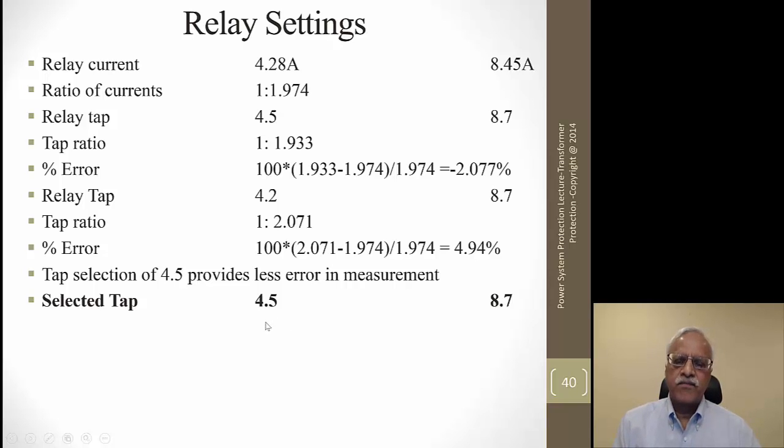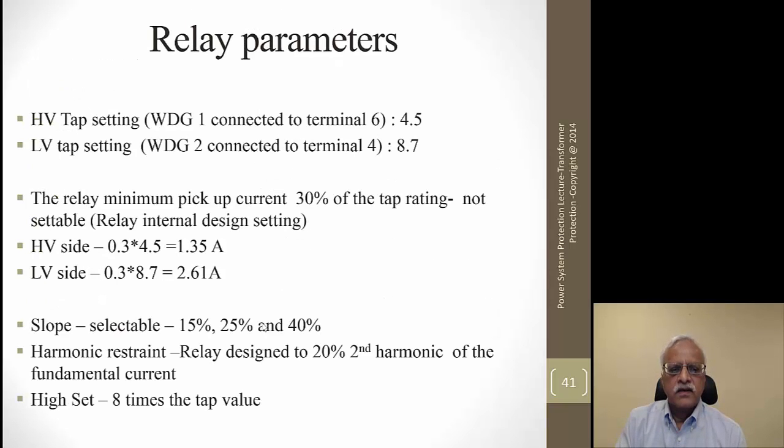You go through the manual on the website of General Electric, and please spend some time to understand how it is done. It gives you a good concept. Though we may not use electromechanical relays, it gives you a very good insight into how these relay philosophies were developed. Relay parameters now, if you look at it, are 4.5 and 8.7. These are the tap settings. And then relay minimum pickup is not selectable in the relay. It is designed in such a way that it is about 30% of the tap ratio.